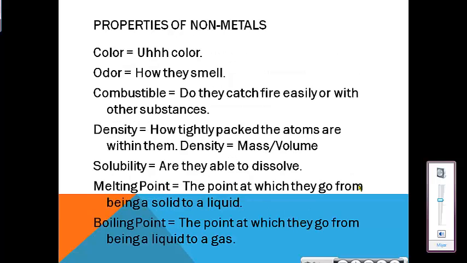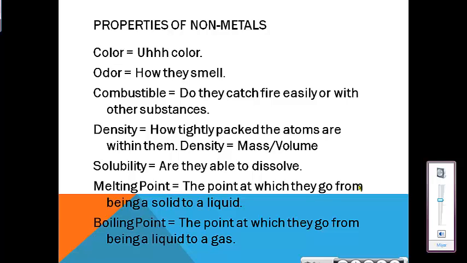So what are some properties of nonmetals? Nonmetals' first property is color. Basically, that's what color it is. Non-metals have certain odors or smells. Non-metals can be combustible, which means they can catch fire easily, or they can be non-combustible, which means they don't catch fire easily.